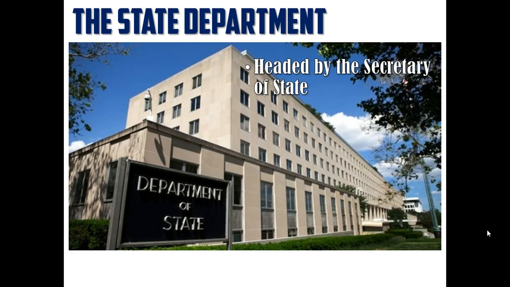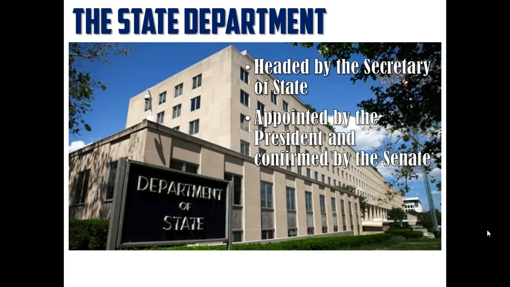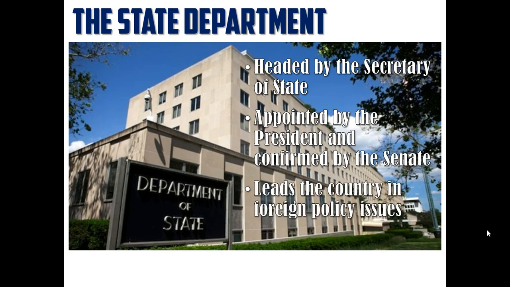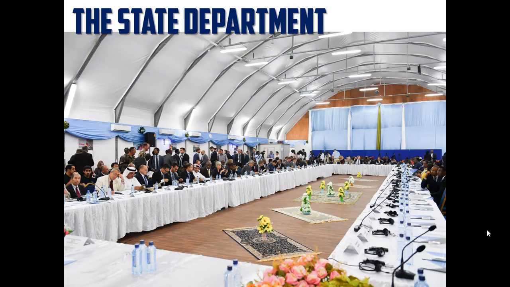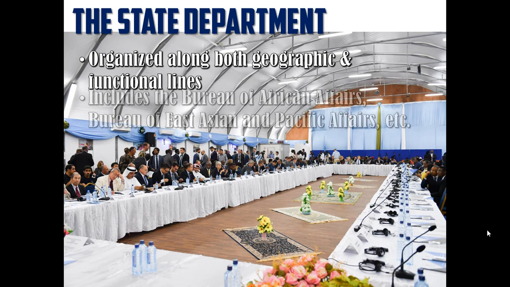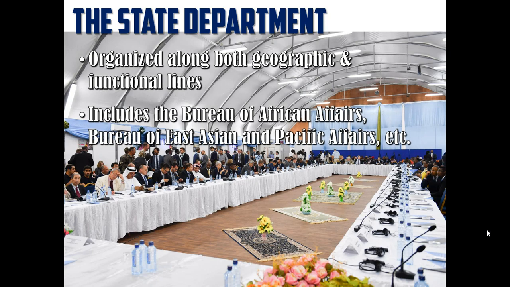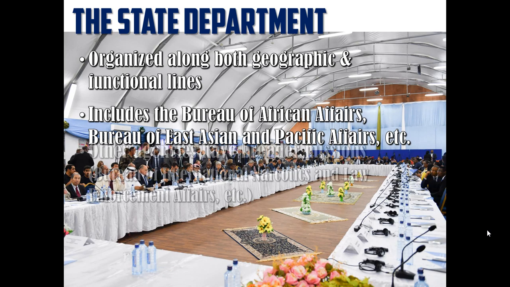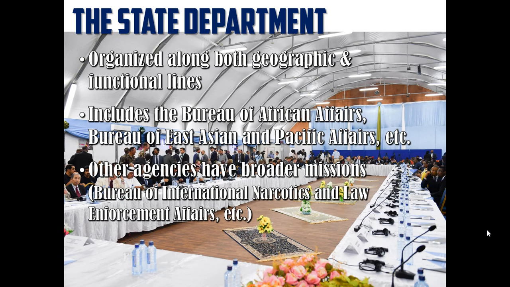Okay, so the State Department is responsible for setting a lot of the United States foreign policy, and it is headed by the Secretary of State, who is appointed by the President and then confirmed by the Senate, and leads the country in foreign policy issues. It is organized along both geographic and functional lines. It includes the Bureau of African Affairs, the Bureau of East Asian and Pacific Affairs, etc. So those would be the geographic lines.